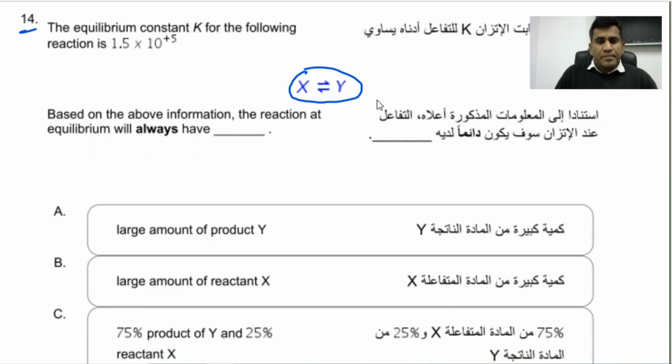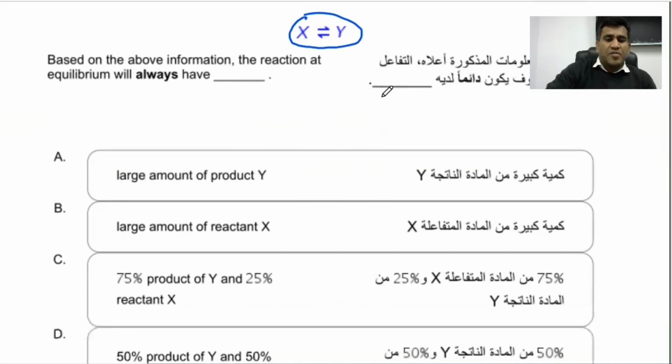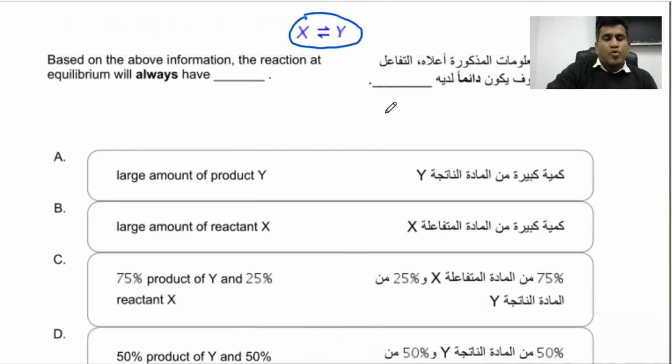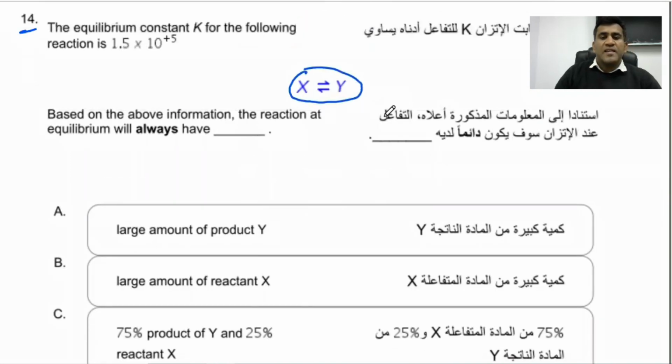Based on the above information, the reaction at equilibrium will always have a larger amount of product or a larger amount of reactant, 75% product and 25% reactant, or another option given here, 50% product and 50% reactant. So how do we do this? It's basically a simple calculation. How do we write the equilibrium constant?